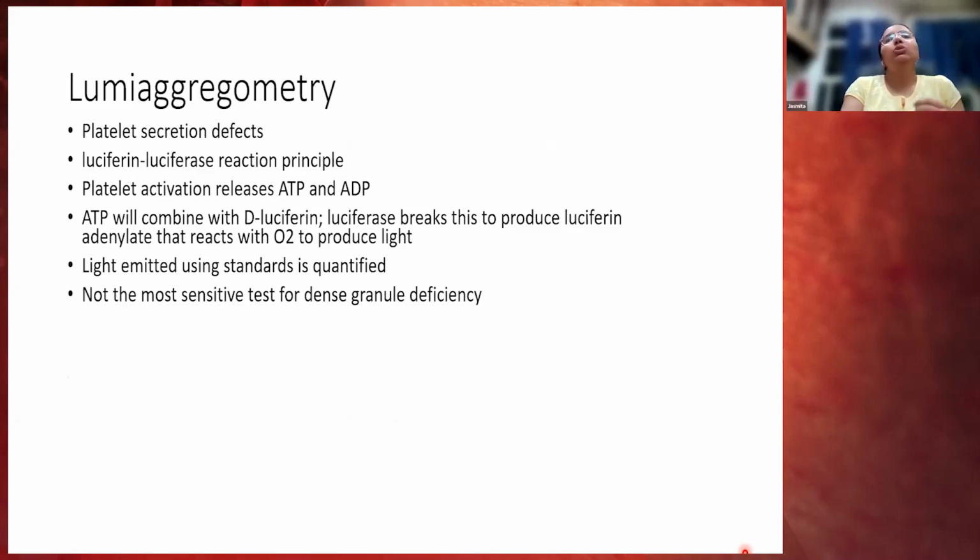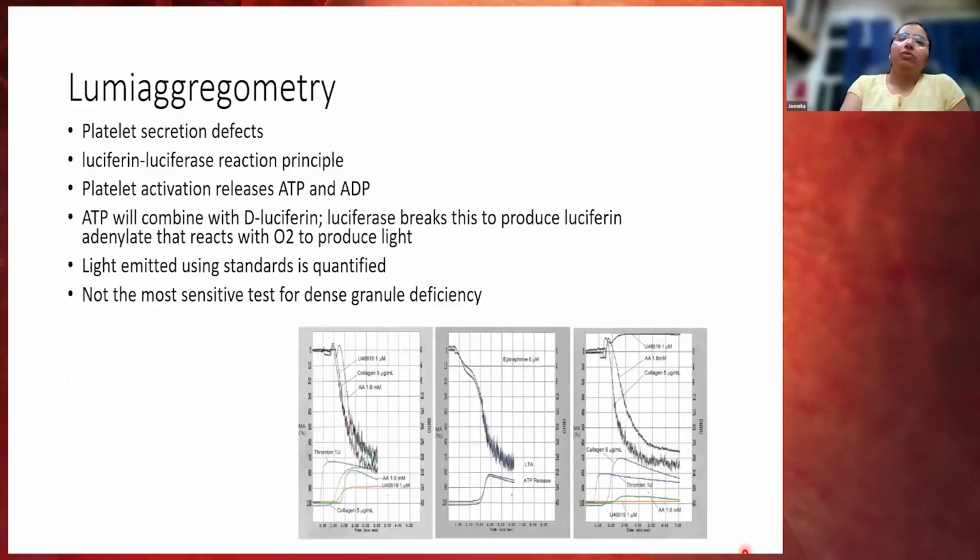Luciferase will break this to produce luciferin adenylate that will react with oxygen to produce light, and we can measure the amount of light produced according to what the standards are given. And it is not the most sensitive test for dense granule deficiency, but again, this is something which can be routinely applied. So these are the graphs that can be obtained.